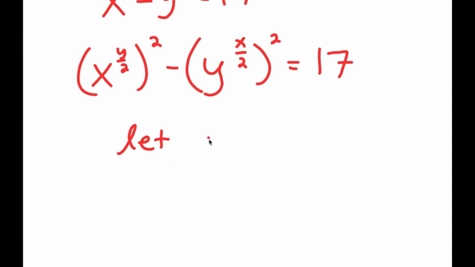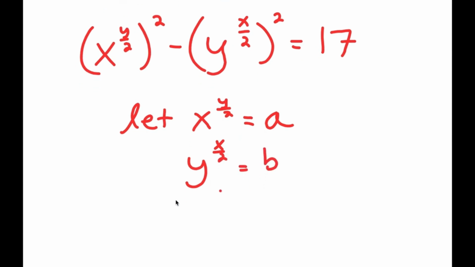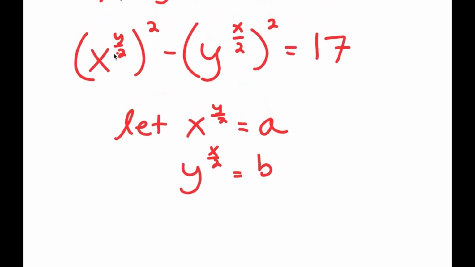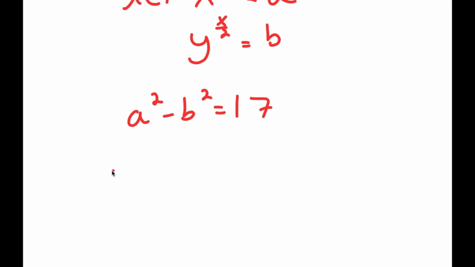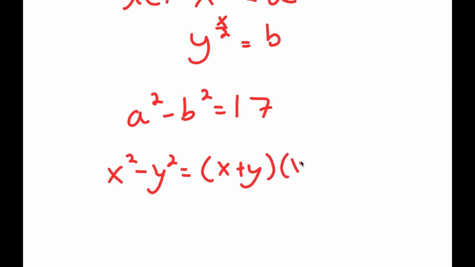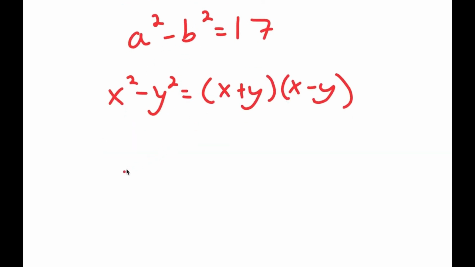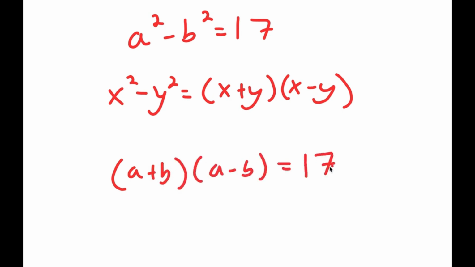Now I'm going to let x to the power of y over 2 equal to the variable a, and y to the power of x over 2 equal to the variable b. So now, if I substitute in a for x to the power of y over 2 and b for y to the power of x over 2, I get a squared minus b squared is equal to 17. Now, if I have something in the form x squared minus y squared, this is equal to x plus y times x minus y. So a squared minus b squared, that's going to equal a plus b times a minus b is equal to 17.